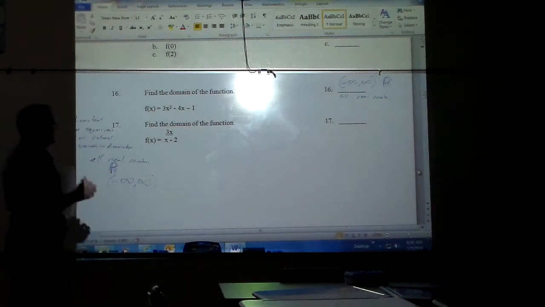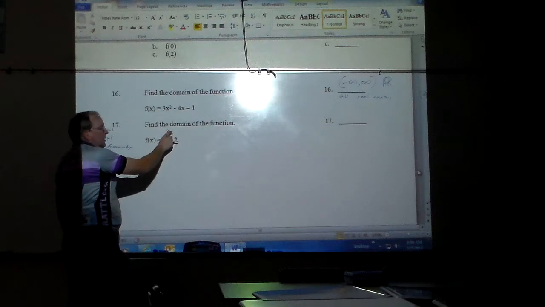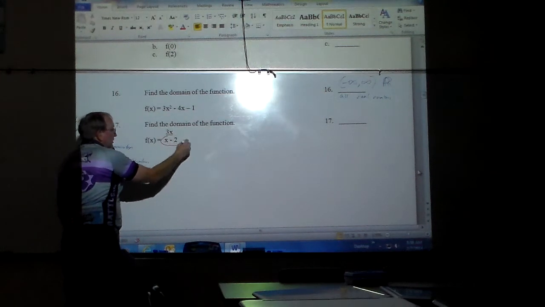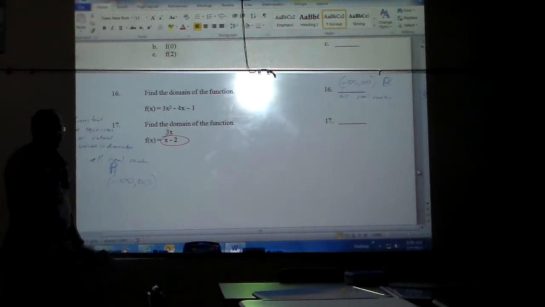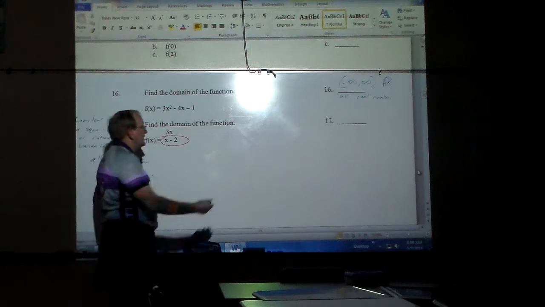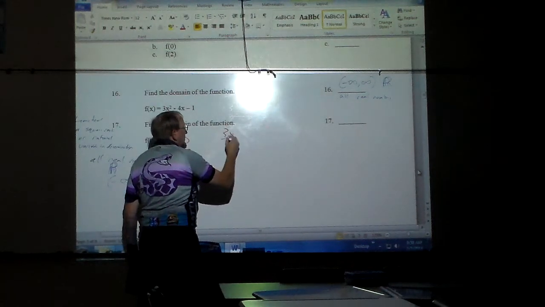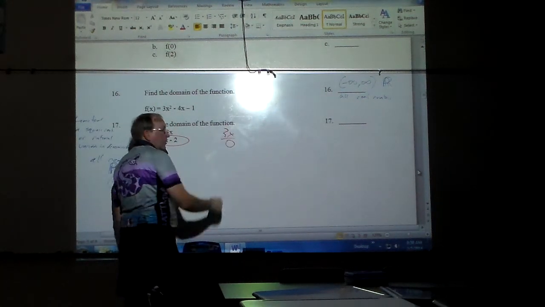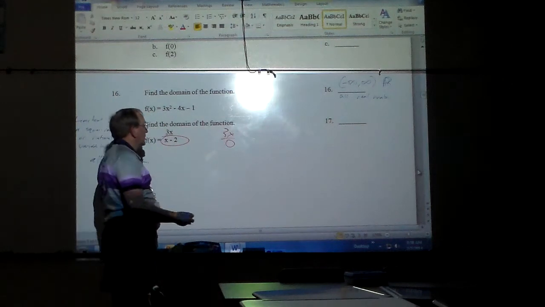So let's look at problem 17. Find the domain of the function. And all I care about is this here. It doesn't matter what's up here. The only thing that matters is right here. It is a fraction, a rational function, which means it has a variable in the denominator, which means this: you cannot divide by 0. It's not possible. That's what we call undefined.